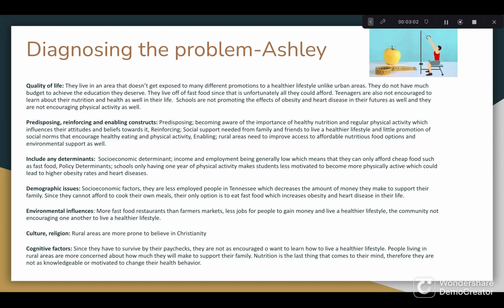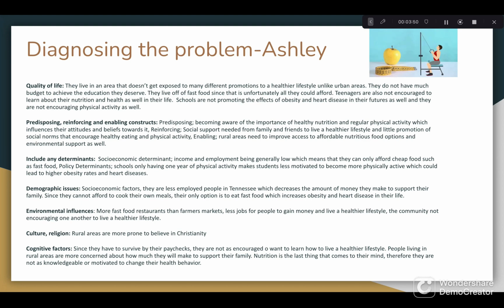When looking at the predisposing, reinforcing, and enabling constructs, we can see that for the predisposing, we have to become more aware of the importance of health, nutrition, and regular physical activity, influencing their attitudes towards it. When reinforcing it, we have to look at the social support needed from family and friends to want to live a healthier lifestyle and want to become more physically active. And the enabling constructs, we can see that since they are living in a rural area, they need to improve the access to affordable nutritious options, and they also need the environmental support as well.